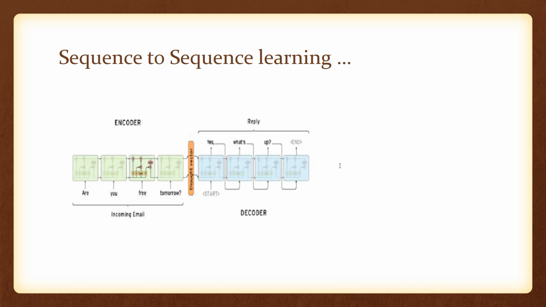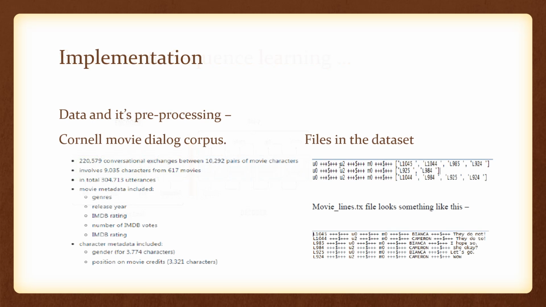So this sequence to sequence learning can be understood as an encoder and decoder. In the encoder part, you see in this figure we have one sequence of words like "Are you free tomorrow?" Each word is fed to the LSTM network, which generates a thought vector of fixed size. Then this vector is fed to the RNN network, which generates a reply or a sequence of words. This is how questions and answers are modeled.